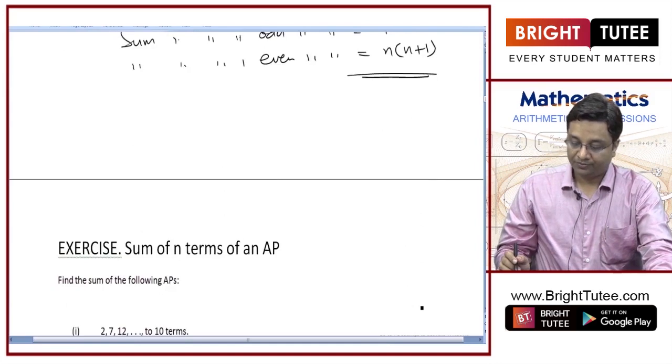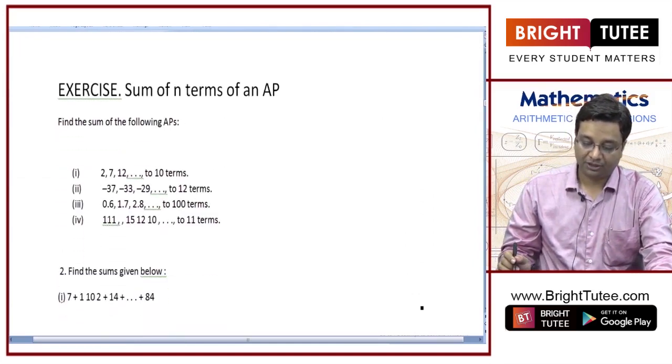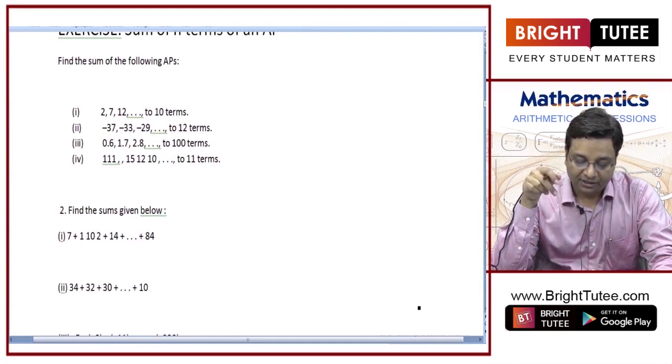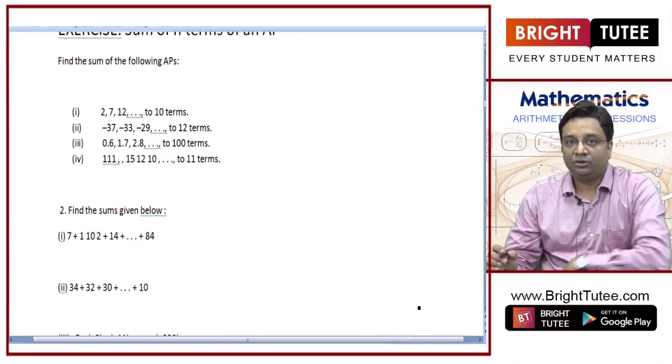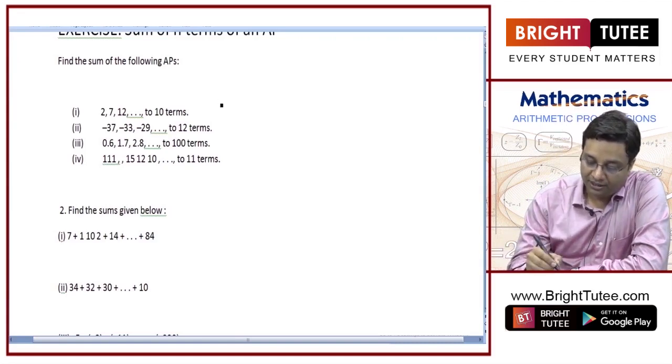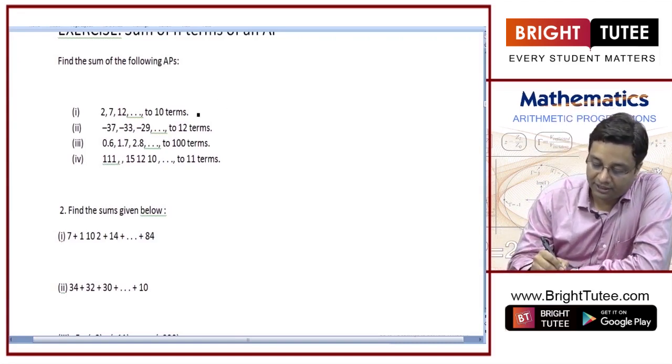Let's move on to some of the questions from this exercise. Sum of n terms of an AP. Find the sum of the following APs. I will not do every question. I will give some of the questions to you, but let me tell you the method in detail.